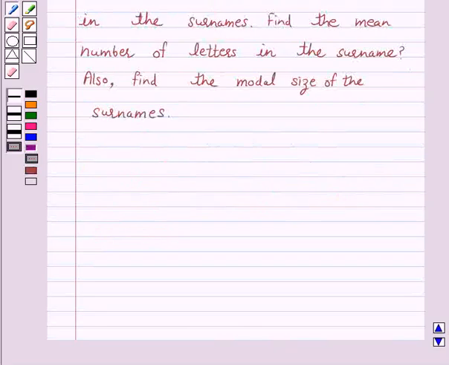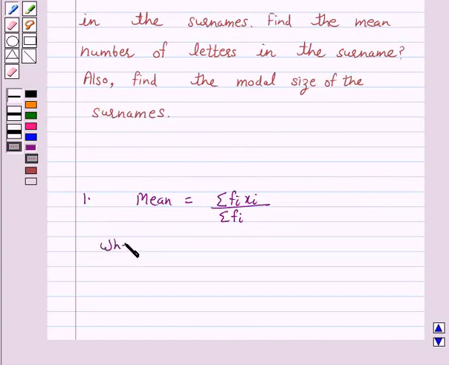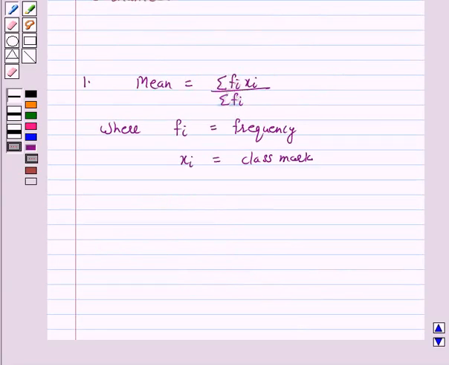Now, let us recall the formulas for mean, mode and median. Mean is equal to sigma fi xi upon sigma fi, where fi is the frequency of the ith class and xi is the class mark of the ith class, which is obtained by finding the average of its upper and lower limits.